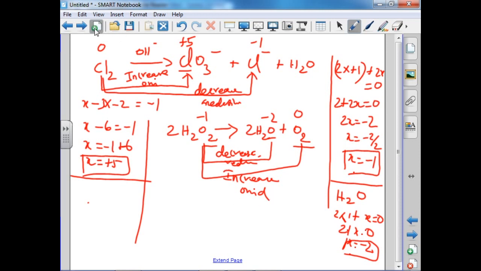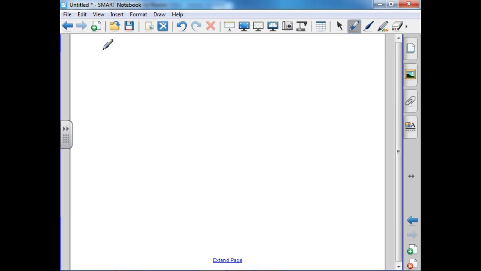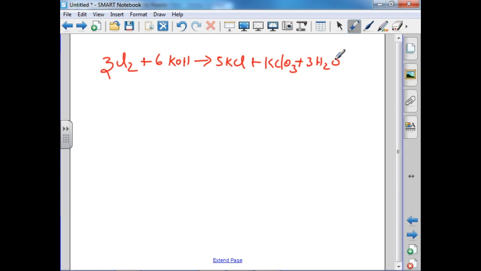Last one example. In your book, there is a small mistake. So you have to change the number of moles of chlorine. In your book it is 2 moles of chlorine, but the correct answer is 3 moles of Cl2 plus 6 KOH. It gives 5 KCl plus KClO3 plus 3H2O.